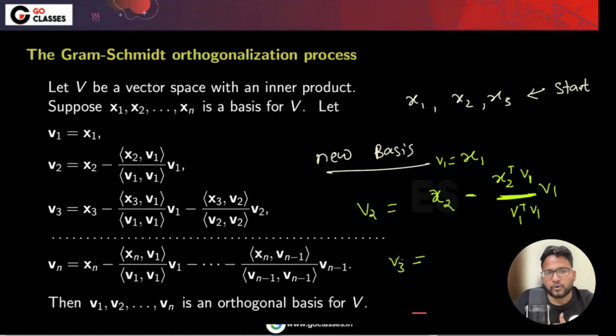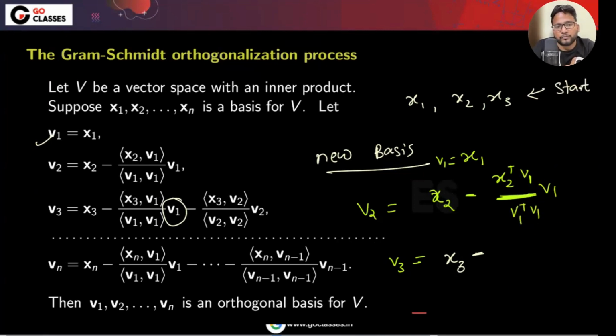v3 will be, if you want to extend this, x3 as it is, but you will be subtracting two factors here. One that is aligned with v1, because it should be perpendicular to v1. It should also be perpendicular to v2, so that's why there's something which is aligning with v2. Now you see the pattern here, what is the pattern that we are getting?